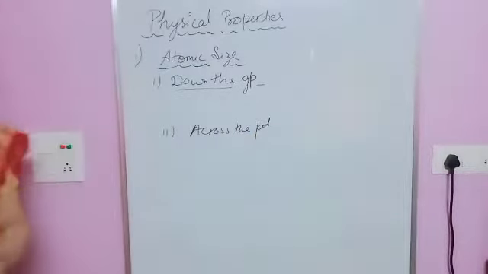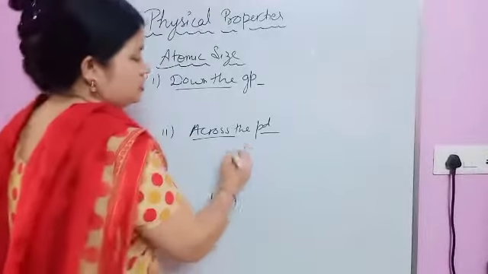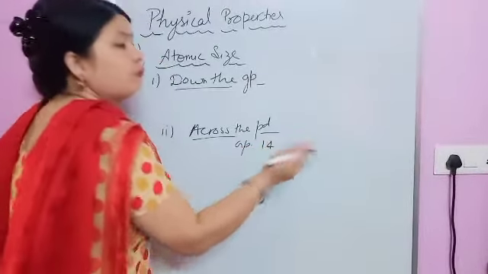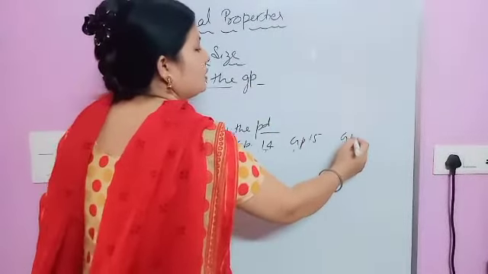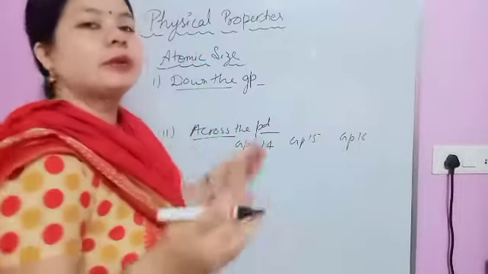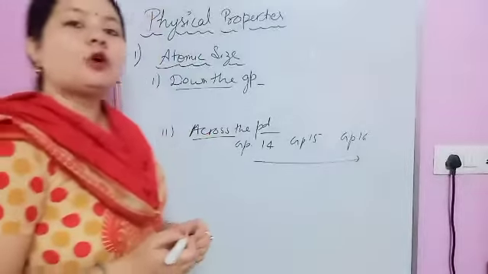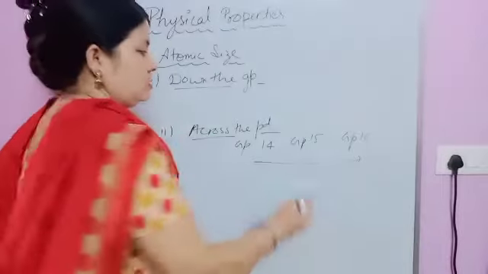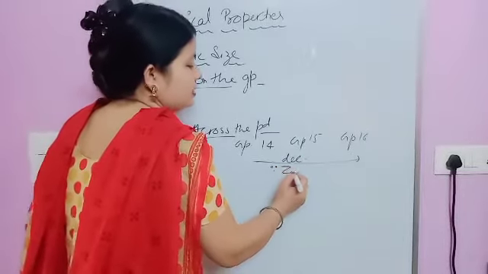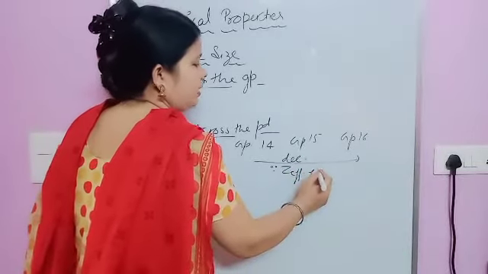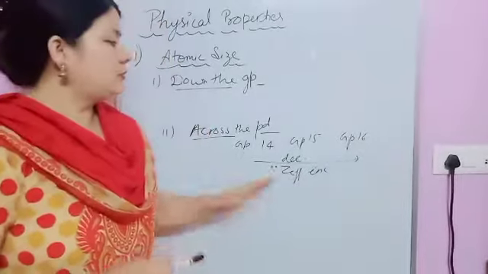Now in case of across the period or along the period, in this one we are talking about group 14, then another one is group 15, another one is group 16. If you compare, as we move across the period, atomic radius decreases, because Z effective increases. Z effective is the effective nuclear charge, so that increases.